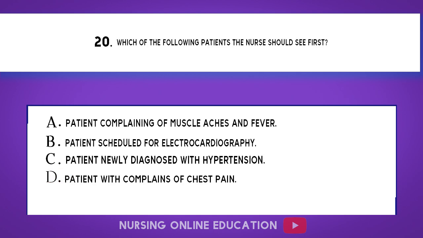20. Which of the following patients should the nurse see first? A. Patient complaining of muscle aches and fever, B. Patient scheduled for electrocardiography, C. Patient newly diagnosed with hypertension, D. Patient with complaints of chest pain. The answer is option D, patient with complaints of chest pain.